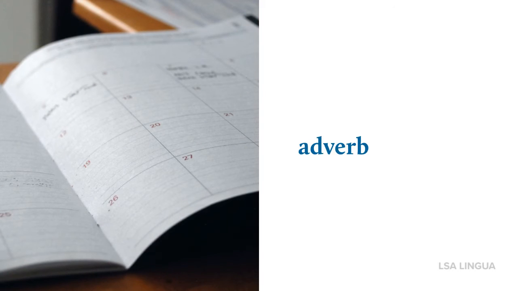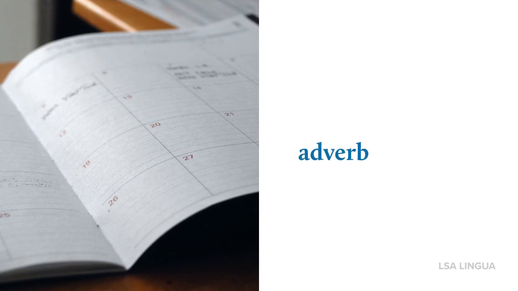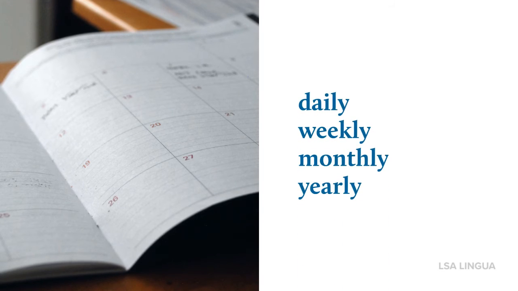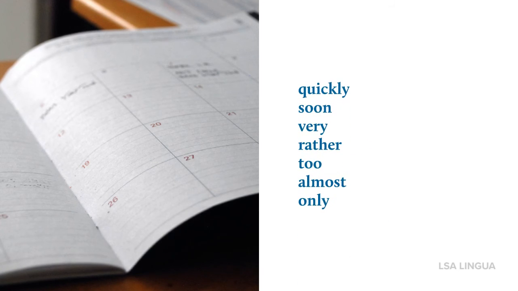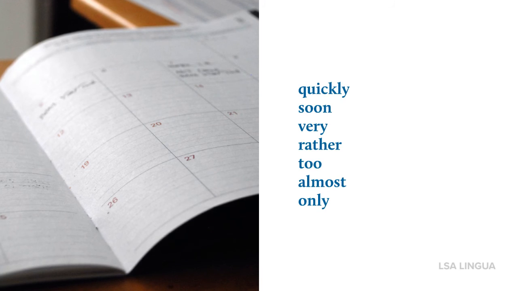Adverbs. Adverbs are words that describe and add information to verbs or verb phrases. When we want to describe, let's say, events taking place, we could talk about them in terms of daily, weekly, monthly, yearly. Other examples are quickly, soon, very, rather, to, almost, and only.